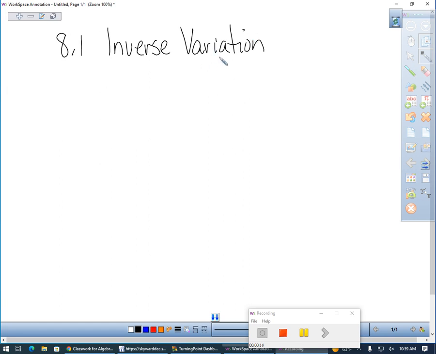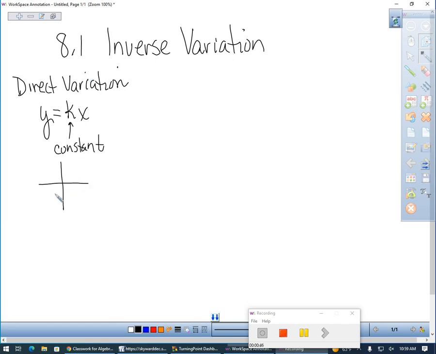Before we get into inverse variation, though, I want to remind you that towards the beginning of the year we did what we called direct variation. Direct variation, always said in the form y equals k times x. Remember, we said that k was what we called our constant. We also know that a direct variation, when it had a graph, it had to cross through the origin.